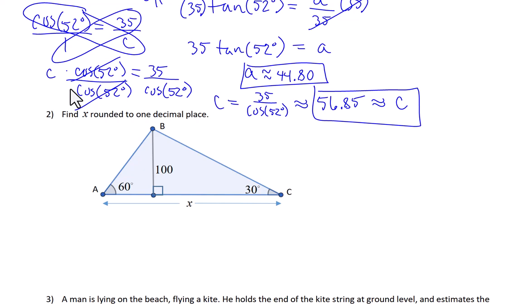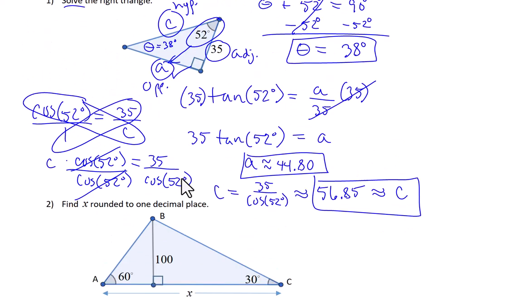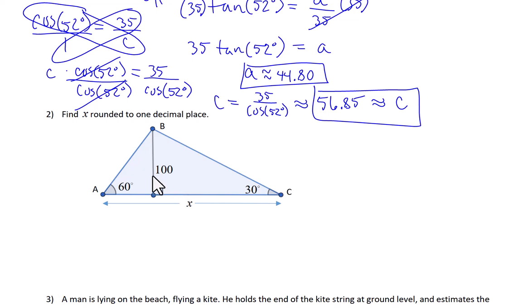This next one says, find x rounded to 1 decimal place. Notice this time it specified the rounding. In the previous problem it did not, but we'll pay attention to those kinds of things. And in this case, there's a diagram. Now this one's a little bit busier, so I'm going to describe it here. It's a few triangles put together.